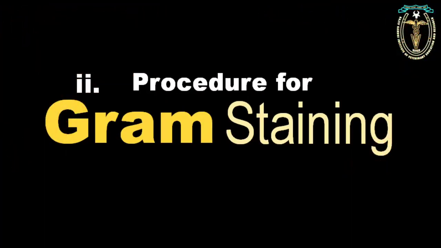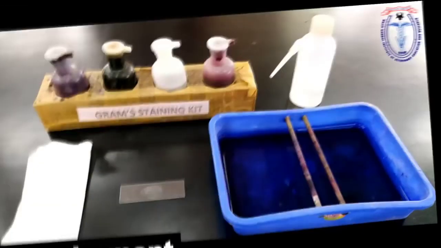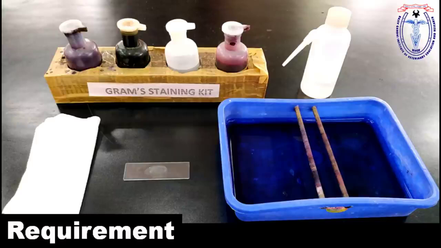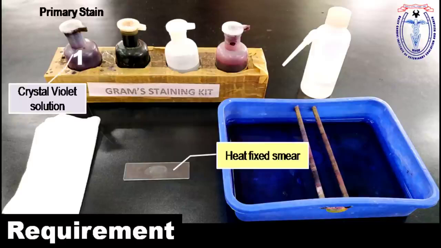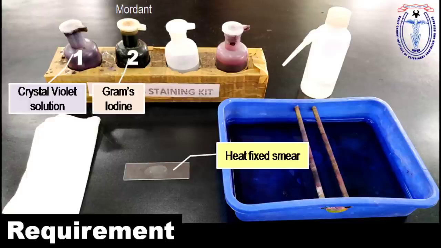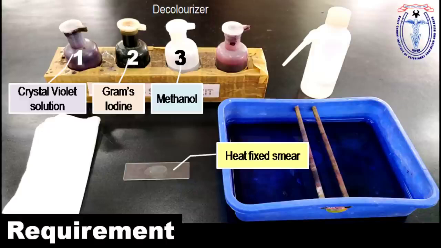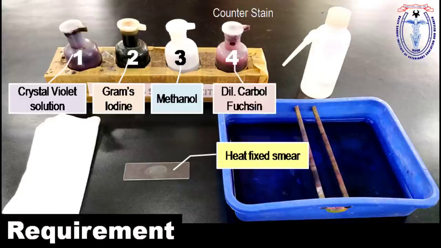Next, the procedure for the Gram staining technique. The materials required are the heat-fixed smear, the crystal violet staining solution, used as a primary stain in this experiment, the Gram's iodine solution, used as a mordant, the methanol, used as a decolorizer, and the dilute carbol fuchsin staining solution, used as a counterstain in this experiment. These are the 4 important solutions required for conducting the Gram staining technique.